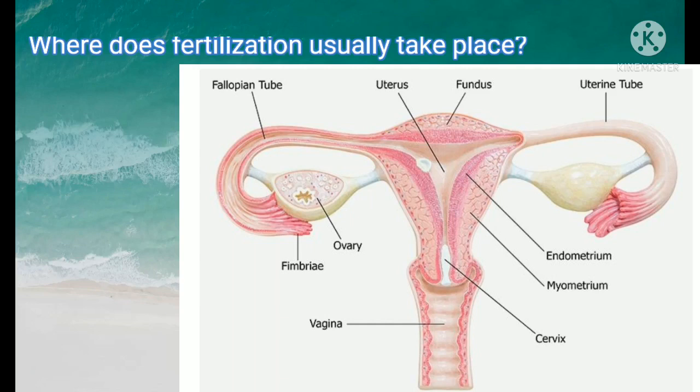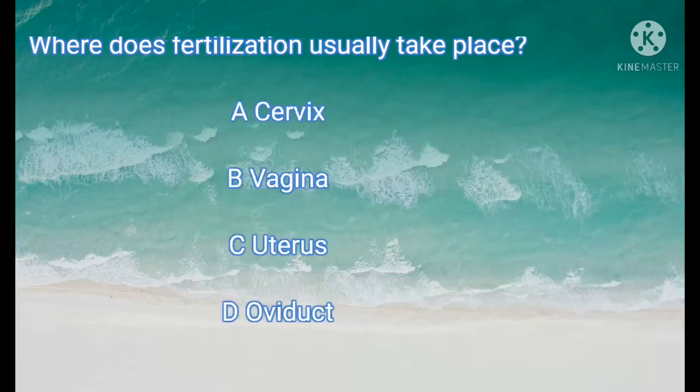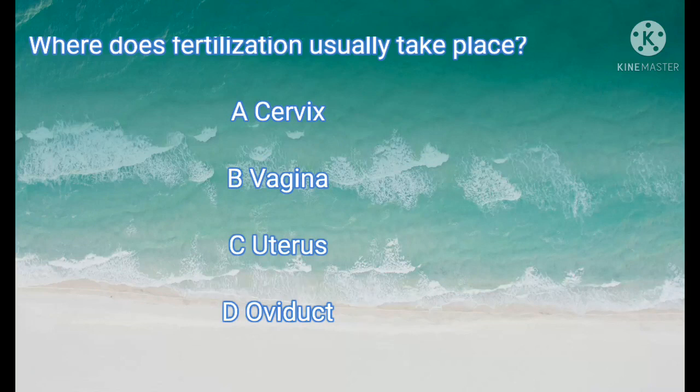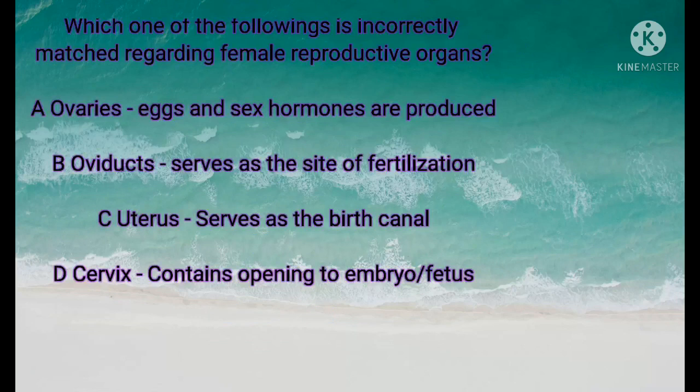The ampulla is the middle region of the uterine tube, the fallopian tube, also called the oviduct. This is the part in which fertilization happens, and here the right answer is the oviduct. Actually, in the middle region of the oviduct, the ampulla, fertilization happens, but this part belongs to the oviduct.